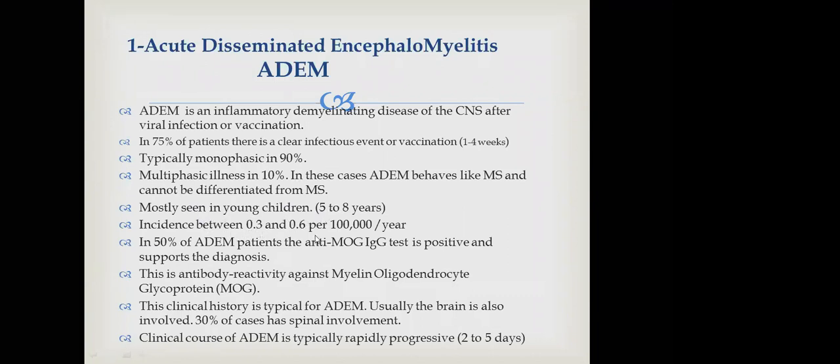Incidence is about 0.3 to 0.6 per 100,000 per year. In 50% of ADEM patients, the monoclonal IgG test is positive and supports the diagnosis. This is an antibody reactive against myelin oligodendrocyte glycoprotein. The clinical history is typical for ADEM. In ADEM, usually the brain is also involved, and 30% of cases have spinal cord involvement. The clinical course of ADEM is typically rapidly progressive within 2 to 5 days.